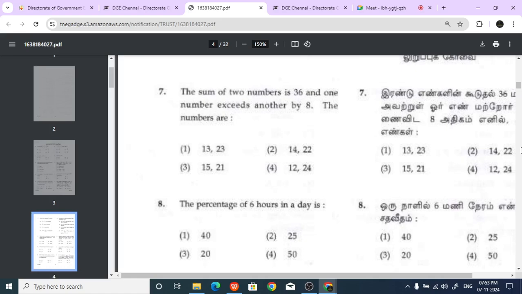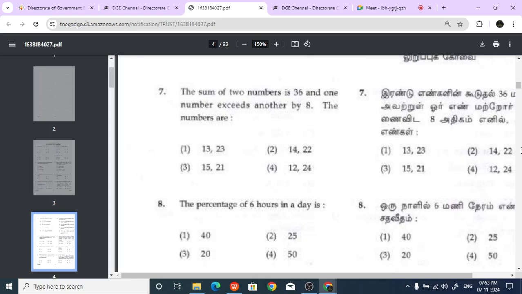Can anybody read? Palak, can you read? Yes, sir. The sum of two numbers is 36 and one number exceeds another by 8. The numbers are. So from the answer you can go. Such questions, from the answer you can go. So the sum of the numbers has to be 36. All the four options if you add, it becomes 36. The one number exceeds another by 8. The difference would be 8.